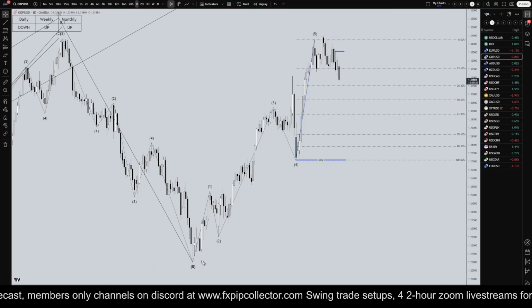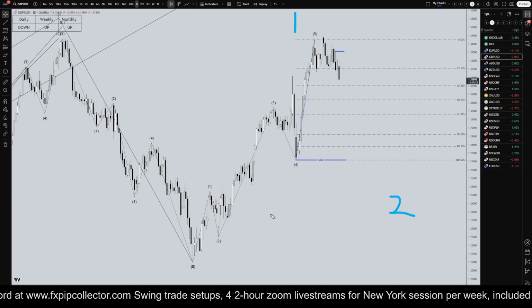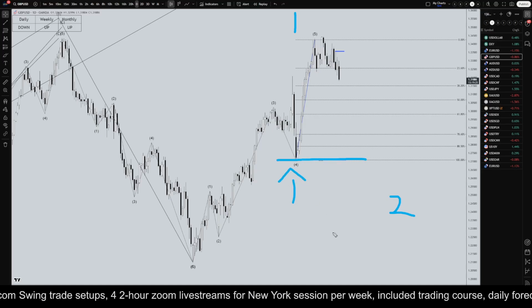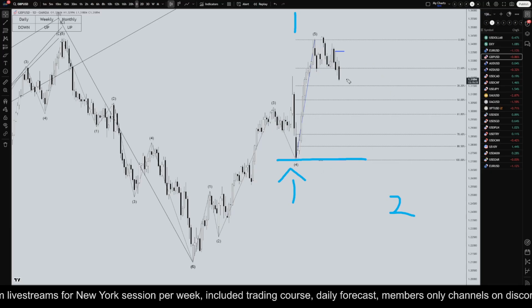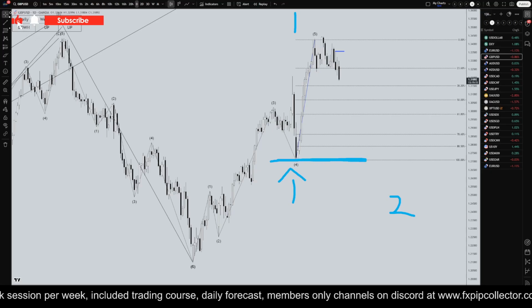Option number two is that this really is a complete five waves of one, and we are now in a wave two. If this really is a wave two, then a wave two will take out the low of wave four before it continues the uptrend, because that's what a wave two normally does. So it's just a difference between a smaller pullback and a much bigger pullback if it's a wave two pullback.